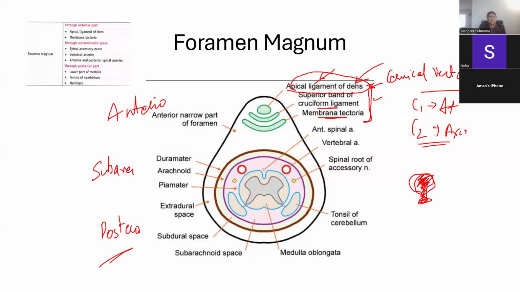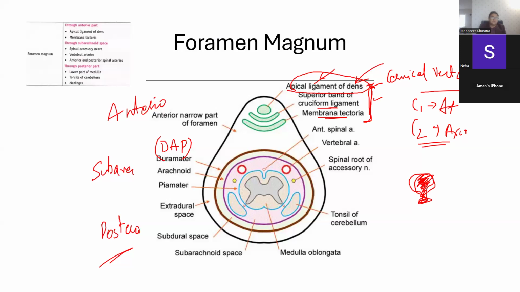So these three structures pass through the anterior side. Then we have the subarachnoid space. Now, this is the dura mater, arachnoid mater, and pia mater. You can learn it from outer to inner through the mnemonic TAP, right? The dura mater, the meninges, that is the arachnoid mater, and the pia mater.